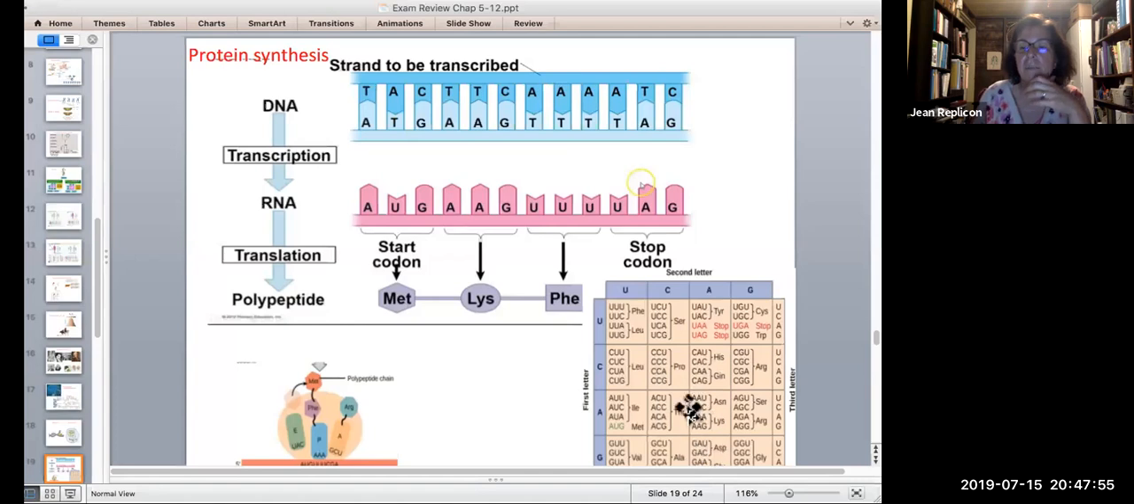You can think of this table as a messenger RNA translation table. So if you look up AUG, you see it's MET, which codes for methionine, AAG, which is lysine, UUU, phenylalanine. But if you look up UAG here, you see that it doesn't code for anything. That's actually stop. And so that means that's the end of the protein.